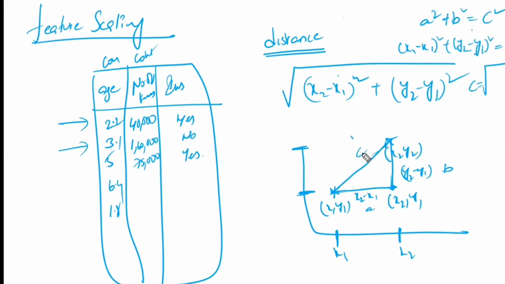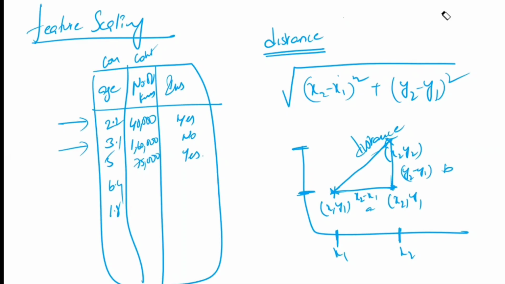Like that, we calculate the distance. The formula is like this. This is called the Euclidean distance because Euclid invented this. So it is called the Euclidean distance. Now the question is, some of the machine learning algorithms are dependent on the distance formula.